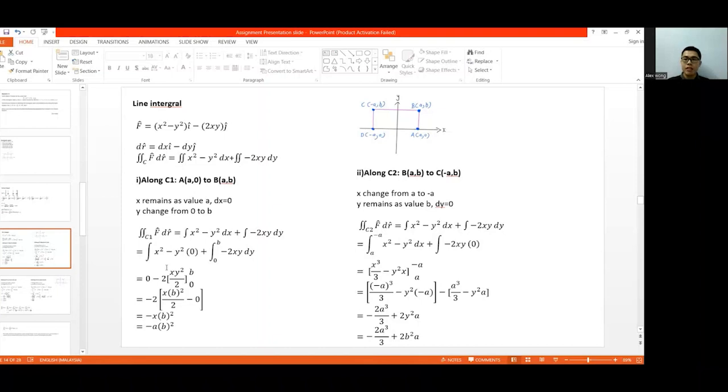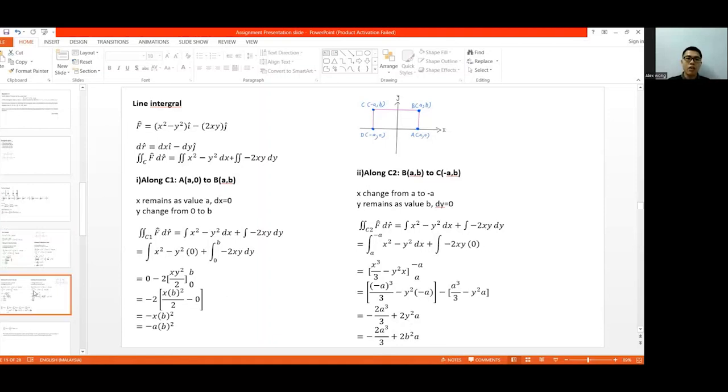Then we find that the line integral of the first path is equal to negative a times b to the power of 2. For the second path, x changes from positive a to negative a, and y remains as value b, so that dy is equal to 0. And then we find the second path line integral is equal to negative 2a over 3 plus 2y squared a.